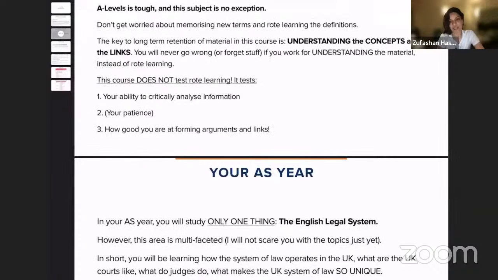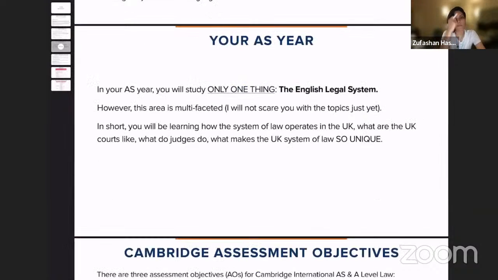Now let's quickly go over the syllabus first. Your AS syllabus is just one thing, the English legal system. All 18 chapters are from this one idea. When we say legal system, we mean the procedures of law, criminal and civil. We mean the personnel involved inside that system: the judiciary, the magistrates, the lawyers. How are they trained? How are they qualified to do their job, and so on.